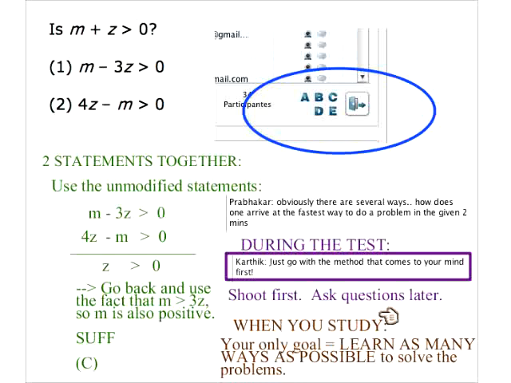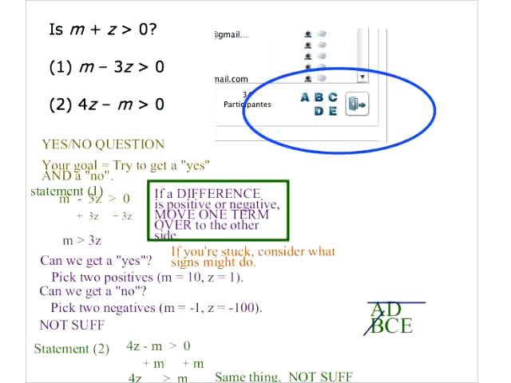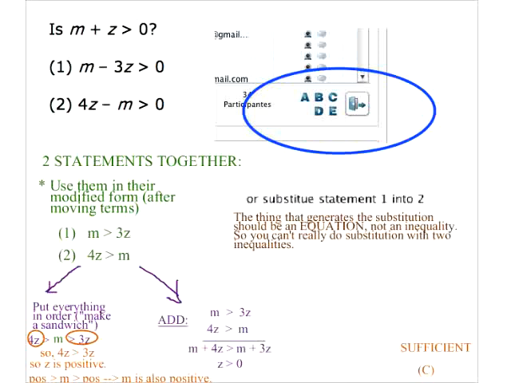Questions about this one? So we got a bunch of takeaways. The first is the usual thing about thinking about signs. If you're stuck, you can think about what signs do. If you have differences, you can move things over so they're not differences anymore. That's a takeaway.